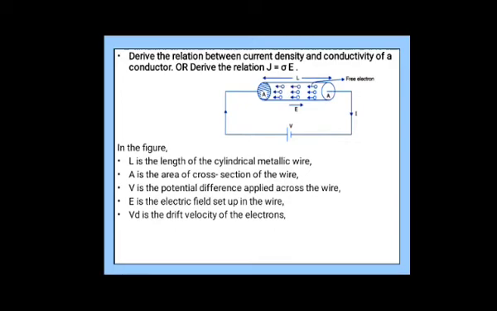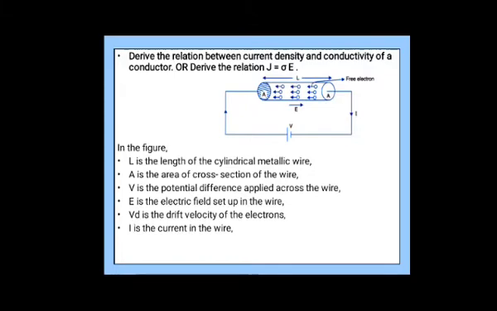So when electric field is set up in the wire, let us represent it as capital E, and Vd is the drift velocity of the electron, and I is current in the wire. So L is length, A is area, E is electric field, Vd is drift velocity, I is current, and V is potential difference applied across the wire. Hope these notations are clear now.